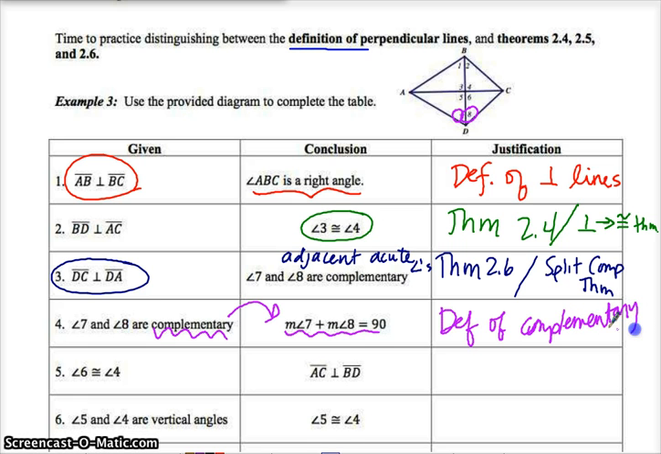Right? We went over the definition of complementary angles. We said two angles that add up to give us 90 degrees. So if they're complementary, they must add up to give you 90 degrees. If they add up to give you 90 degrees, they must be complementary, because all definitions are biconditional.